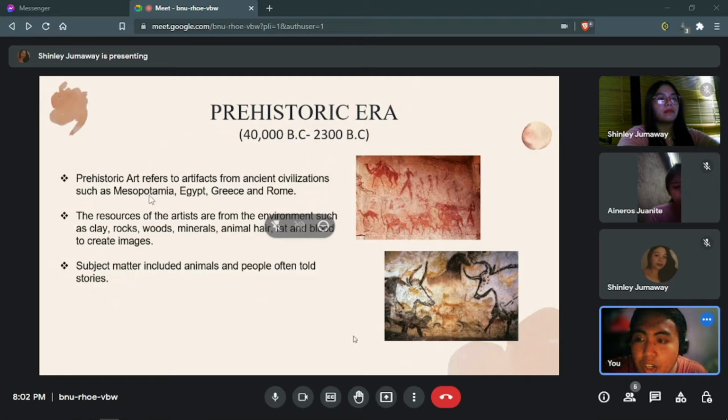So in here, it says that prehistoric art refers to artifacts from ancient civilizations such as Mesopotamia, Egypt, Greece, and Rome. And just like what I've said, the resources of the art are from the environment such as clay, rocks, woods, minerals, animal hair, fat, and blood to create images. And subject matter included animals and people, often told stories.